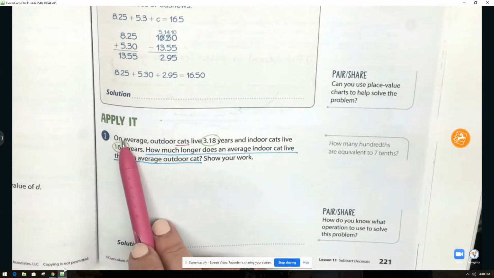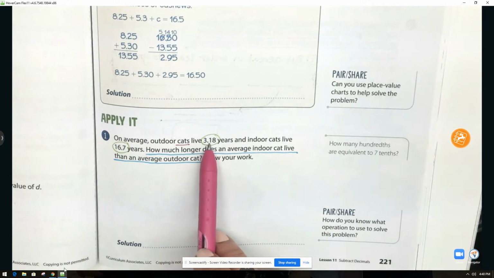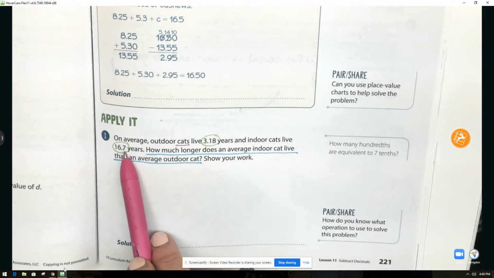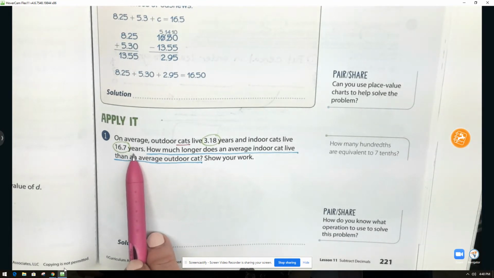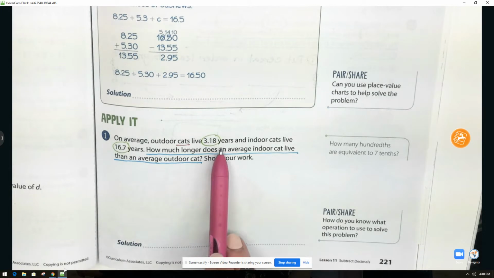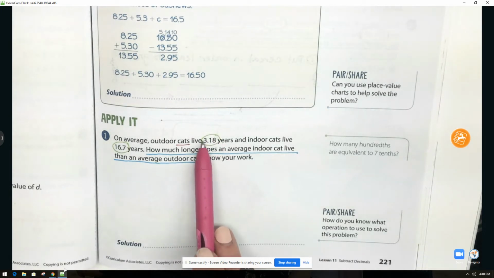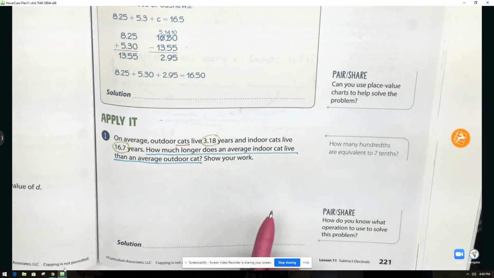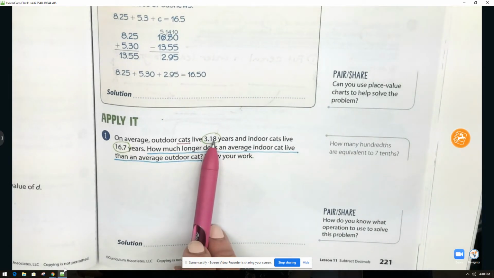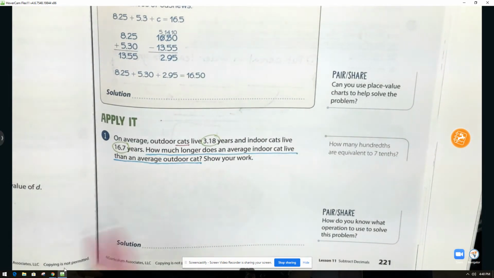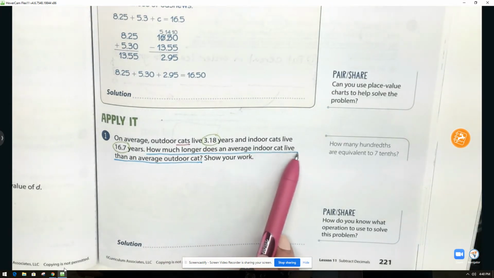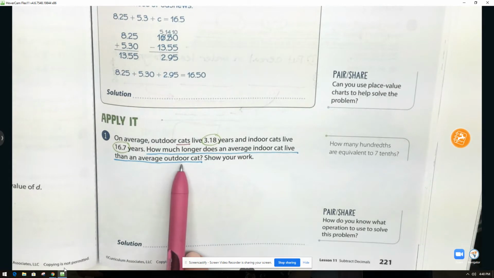It says, on average, outdoor cats live 3 and 1800 years, and indoor cats live 16 and 7/10 years. Holy cow! Man, indoor cats live so much longer than outdoor cats. That would be a really good conversation to have, why you think that indoor cats live so much longer than outdoor cats. But that's for another day. How much longer does an average indoor cat live than an average outdoor cat?